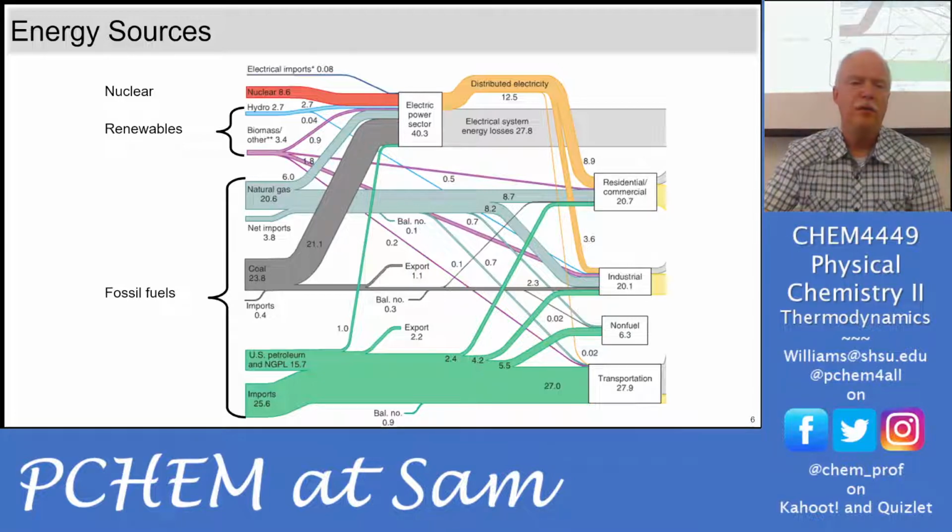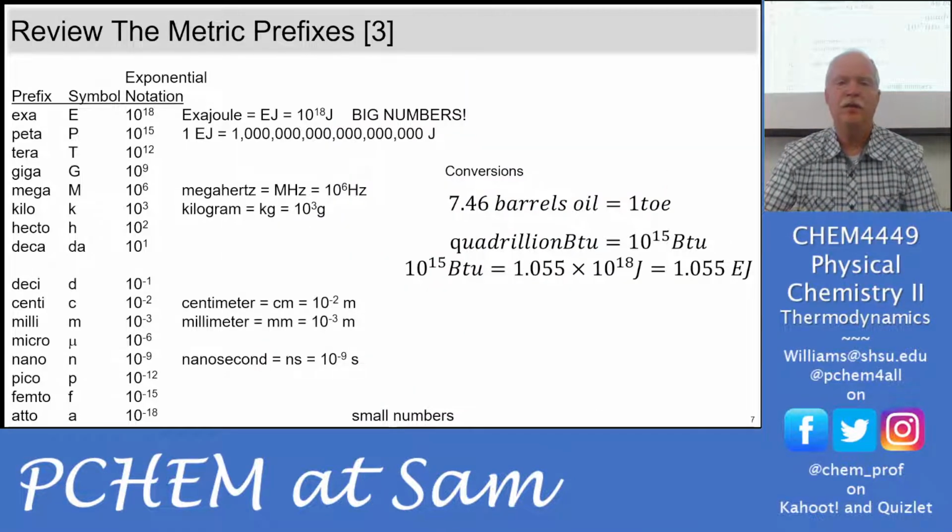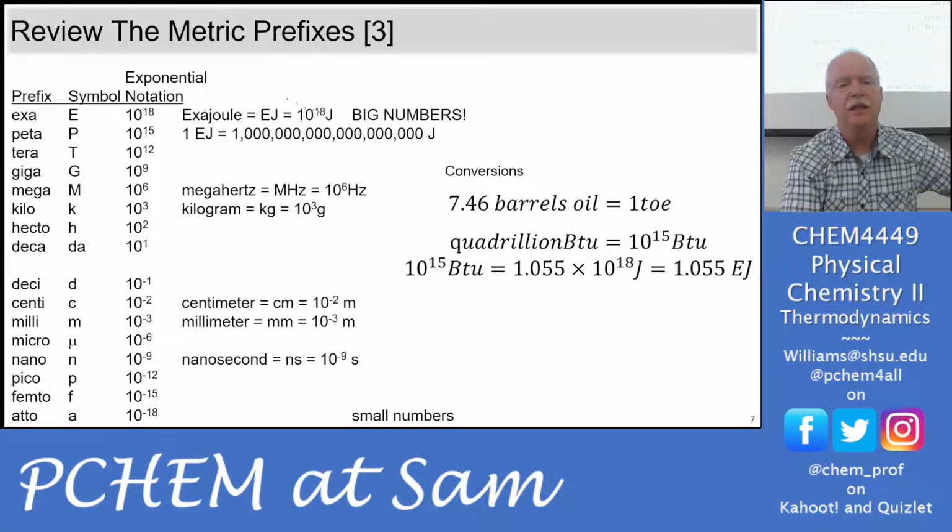Okay. And so here, let's go over the metric prefixes again. So exajoule is way up here at the top. There may be higher ones, but this is the highest one that I use on a typical basis. 10 to the 18 joules. So look at all those zeros.